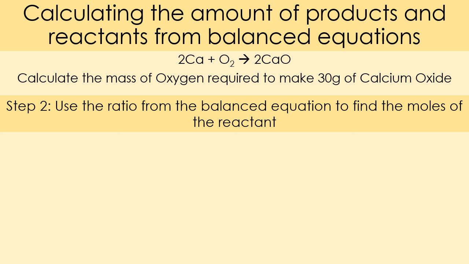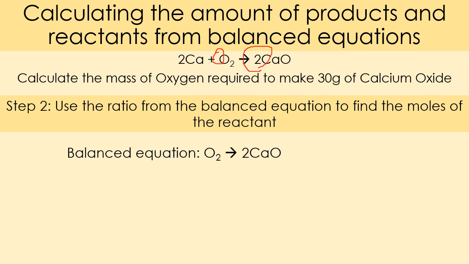Step 2, we're going to use the ratio from the balanced equation to find the moles of the reactant. So we're going to be paying attention to the number 2 here, and there's no number in front of here, but just like in maths when we have algebra, we don't write a number when it's a number 1. So this would be 1 O2. We're going to follow it the same way as we did last time. We're going to write down what we've got. So we've got O2 and 2 CaO. So 1 molecule of oxygen will make 2 molecules of calcium oxide.